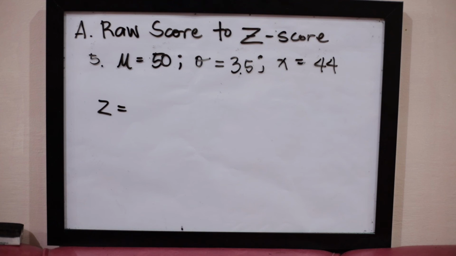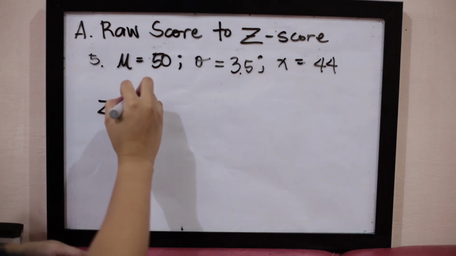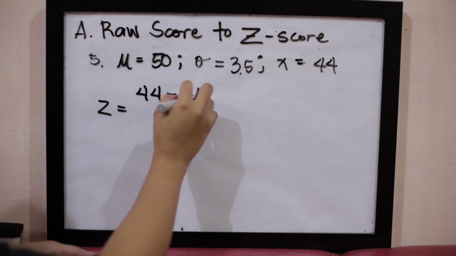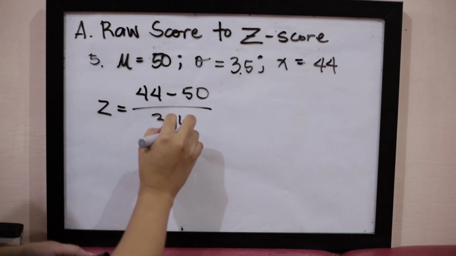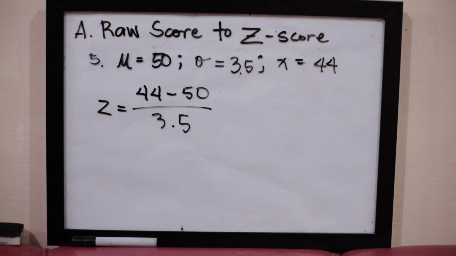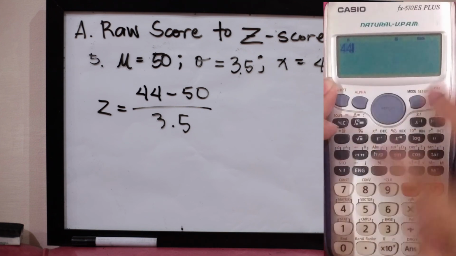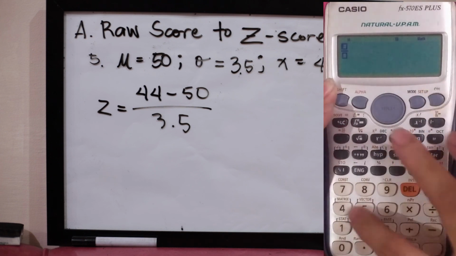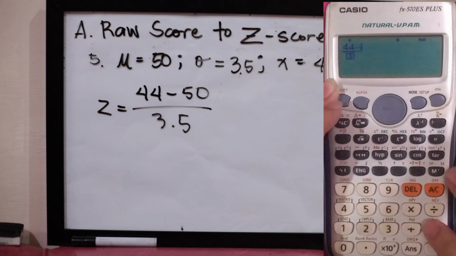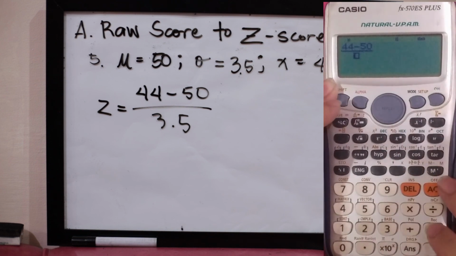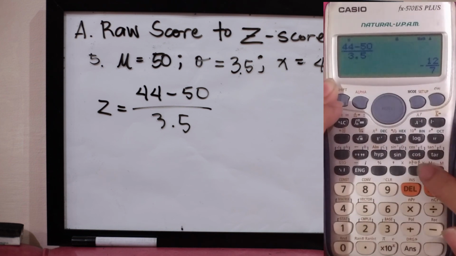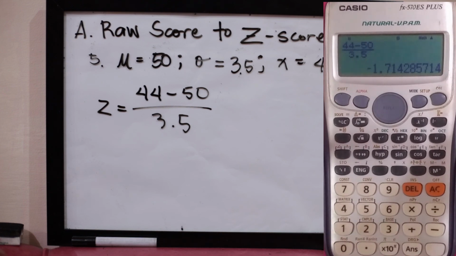Fifth problem. So, our mean is 50, our standard deviation is 3.5, and the raw score is 44. So, we use again the formula for the C-score: raw score minus the mean all over the standard deviation. For 4-liner calculators, we have 44 minus 50 all over 3.5. The answer is negative 1.71.